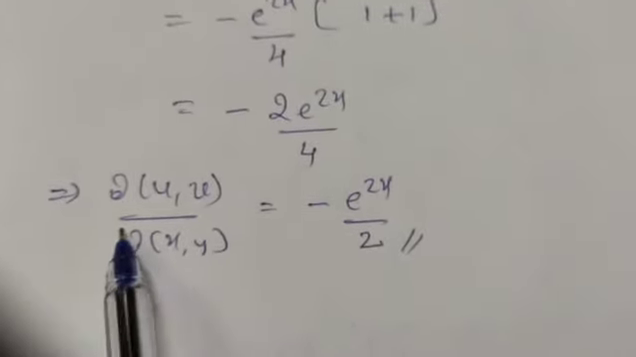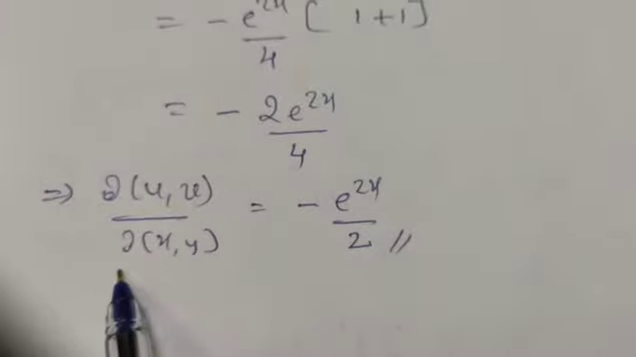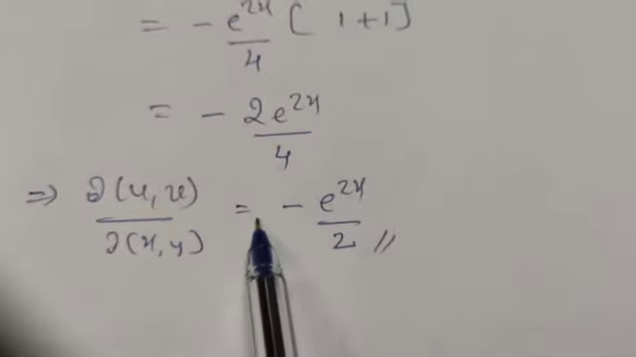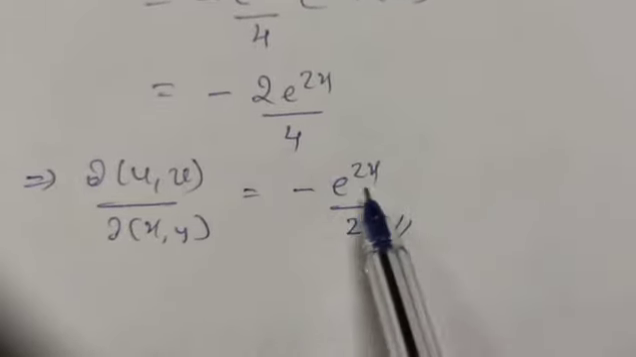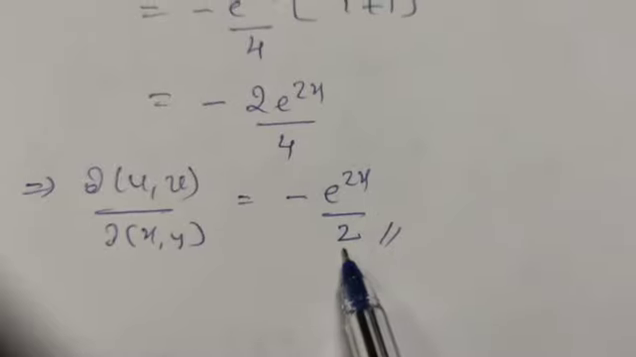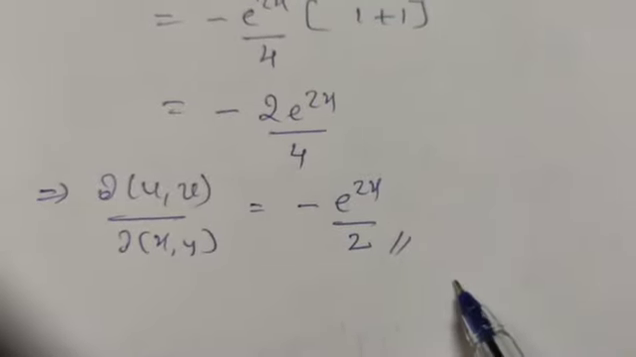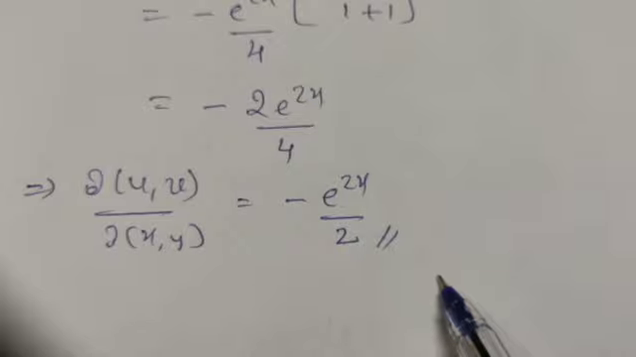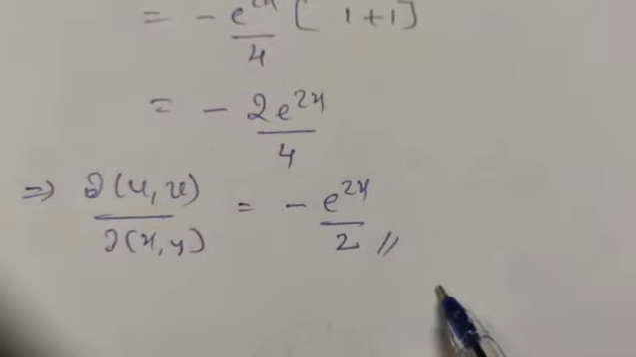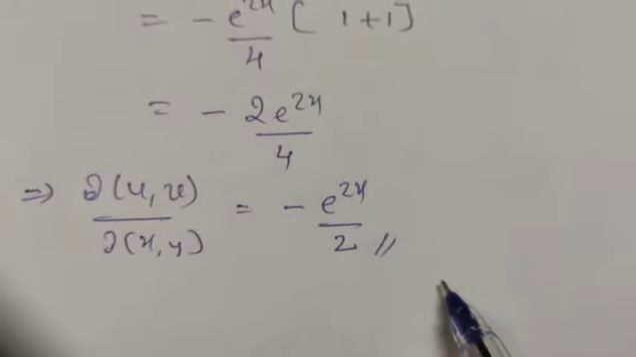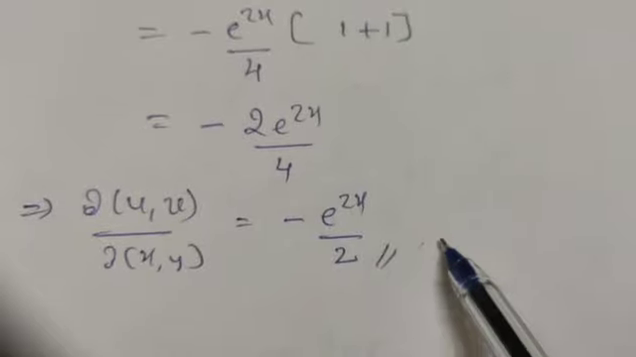This implies dou of u comma v divided by dou of x comma y equals minus e raised to 2x divided by 2. So this is the Jacobian of u and v with respect to x and y. Here they have given u plus v and u minus v. This is the result we have proved.